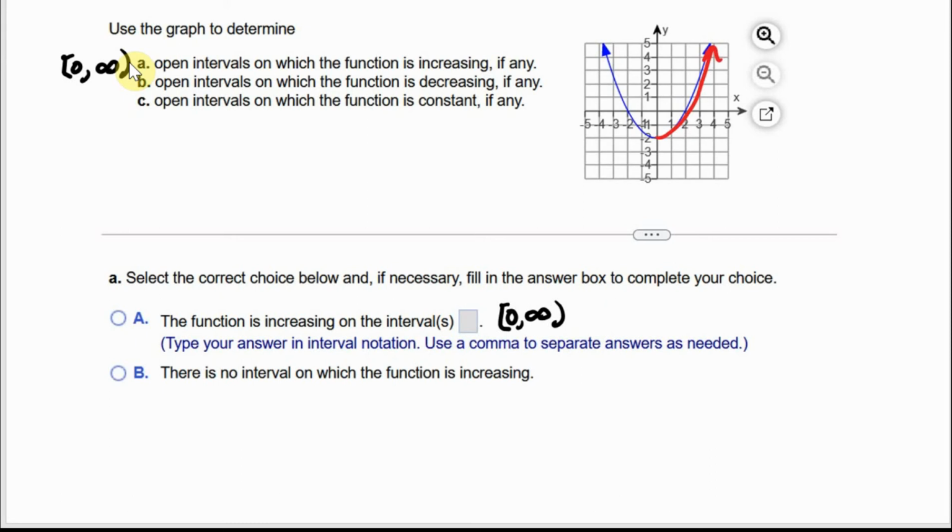And I'll just write this over here on the side. We'll put a bracket there because we'll say that it includes that point. And 0 is always a funny number anyway in mathematics.